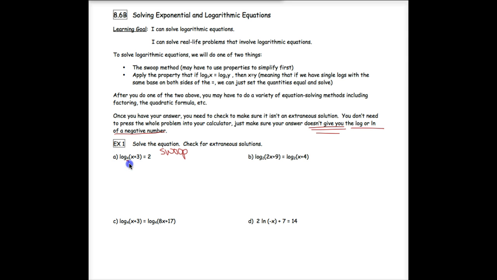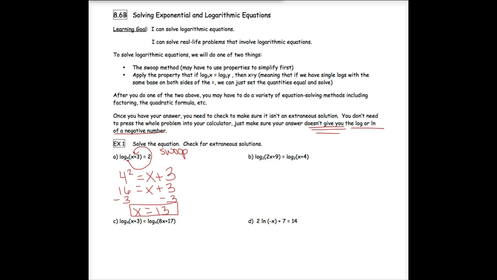So start with our base. 4 to the second power equals x plus 3. It's magical because now our log is gone, which makes it very easy for us to solve. So simplify your 4 squared to 16. If 16 equals x plus 3, then we subtract the 3 on both sides, and we get x equals 13. Now, I need to check, make sure that it's not going to give me a log of a negative. So I put the 13 back in on the side that has a log. 13 plus 3 would be 16, and that does not give me a log of a negative. So we are good there. X equals 13 is a valid solution.